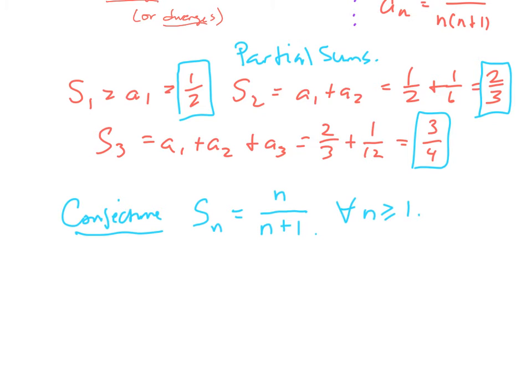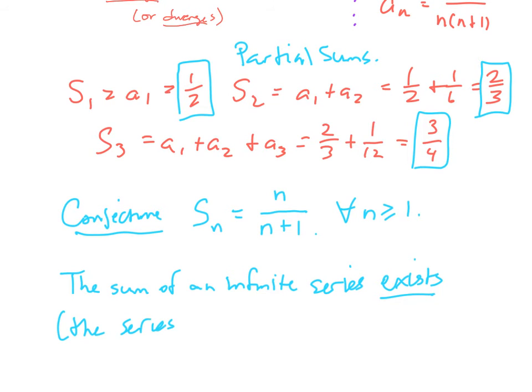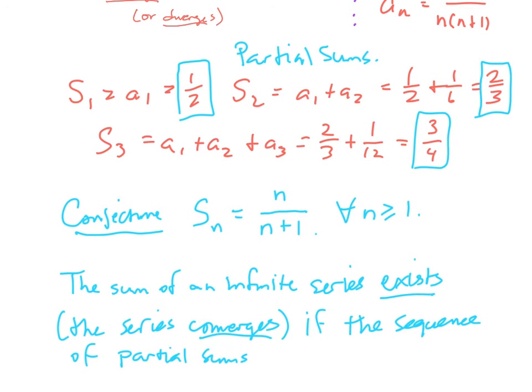So the way that we think about the sum of a series is: the sum of an infinite series exists, or the series converges, if the sequence of partial sums S sub n, from n equals whatever starting point to infinity, converges.